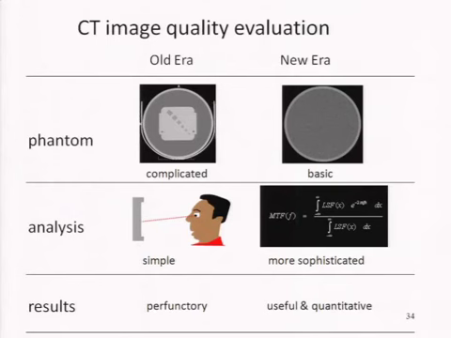So in summary, with respect to this aspect of my talk, in the old era, we had a complicated phantom that was expensive, elegant in design, but the analysis was really just an eyeball analysis, owing to the era when these phantoms were developed. It was really some subjective analysis, and so the results were largely perfunctory. The new era uses a very basic, inexpensive phantom, really just extruded polyethylene. We use the modern mathematics of sophisticated image quality assessment, and the results, we claim, are useful and quantitative.